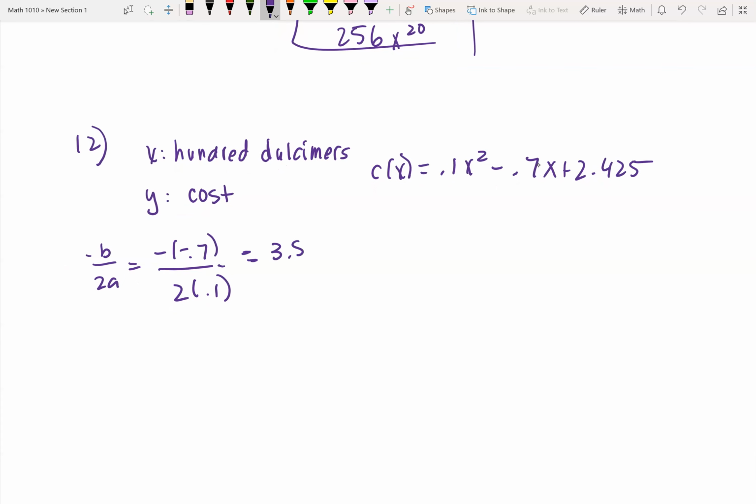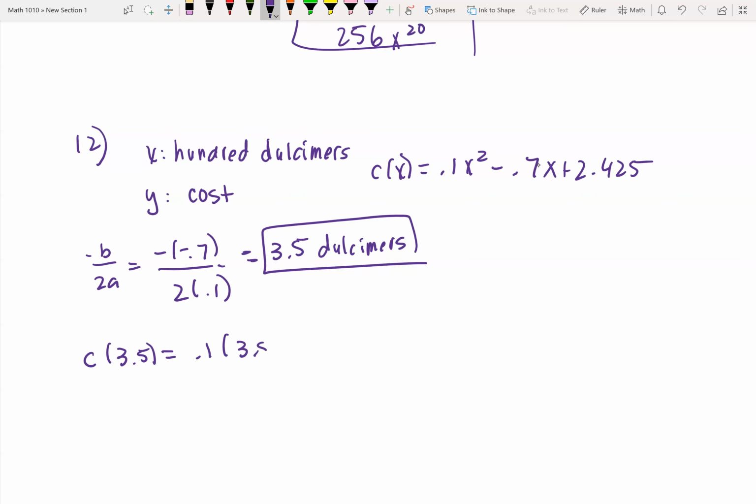Now, that is the cost. Oh, no, that's the number of items, okay? So I'm going to say 3.5. And it's an x value, so that's my dulcimers. To find the cost, you're going to go C of 3.5 is equal to 0.5 times 3.5 squared minus 0.7 times 3.5 plus 2.425. Make sure that you write this work down, okay?